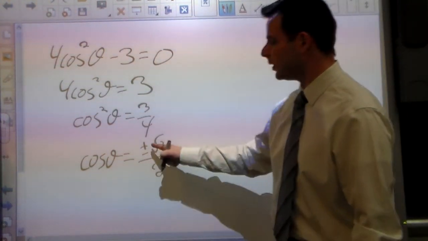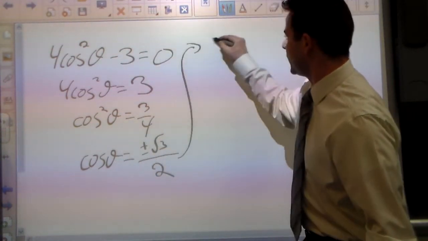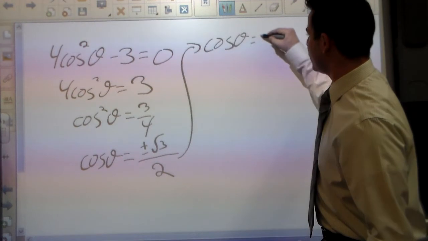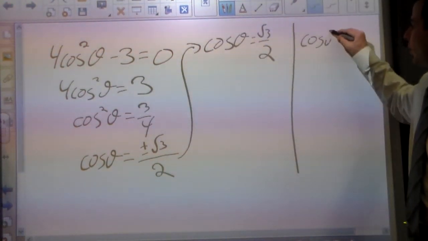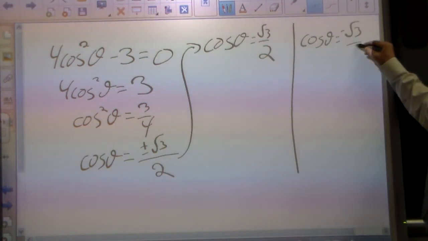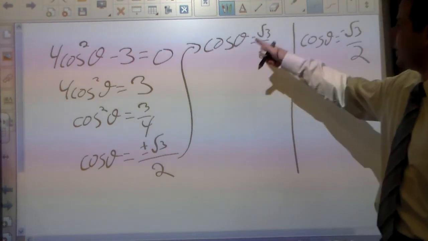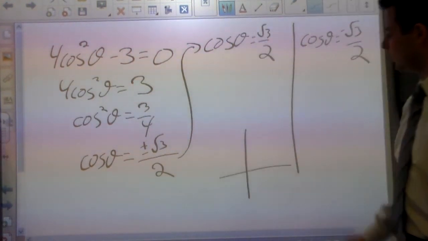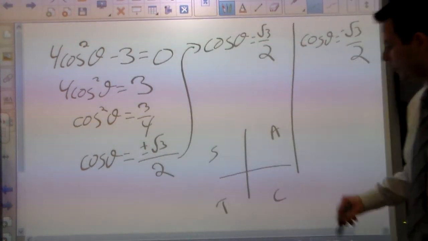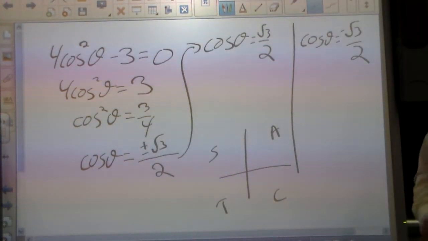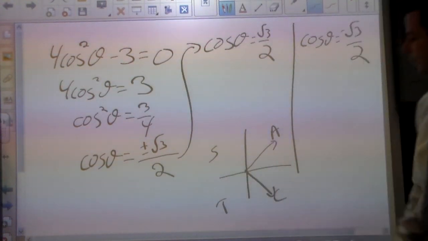But before we do anything, let's separate this plus and minus and say that cosine equals positive radical 3 over 2, and cosine equals negative radical 3 over 2. So this says cosine is positive. So we're going to draw our unit circle and determine where cosine is positive. Cosine is positive in the first quadrant, cosine is positive in the fourth quadrant.